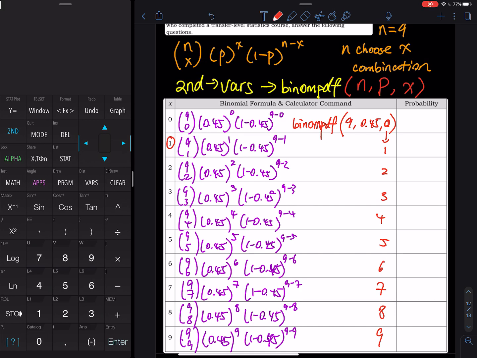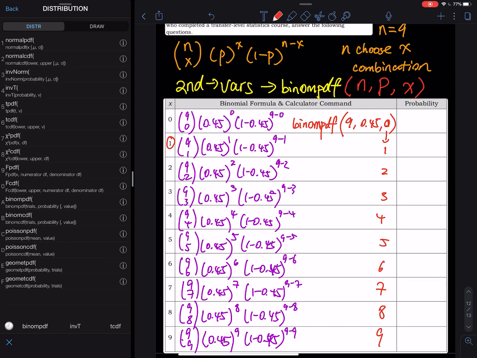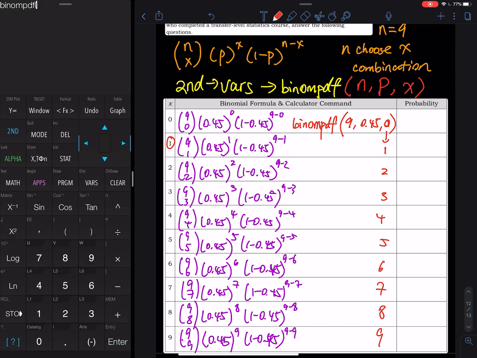So here is the calculator part. You press second, then vars, and then you have to find binomial PDF, which is option A in my calculator. If you are using a newer calculator, like a newer TI-84 Plus CE or C, they will bring you to a menu. You will see 3 things, okay? On the older one, they will still ask you N, P, and X.